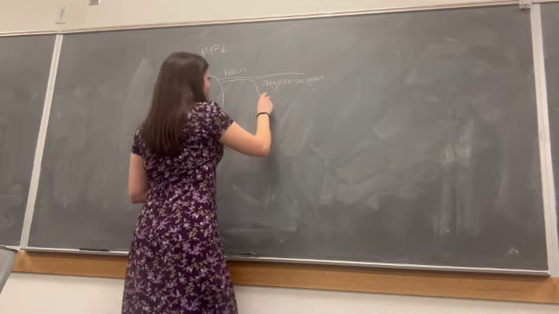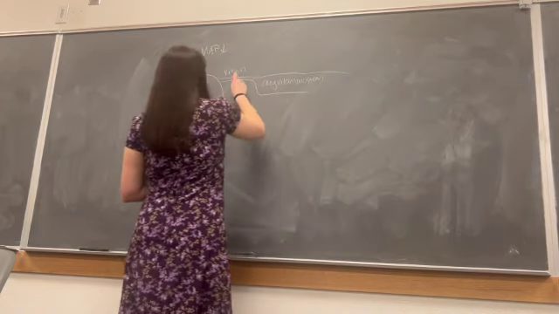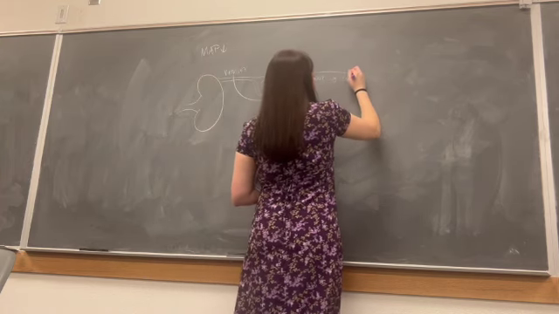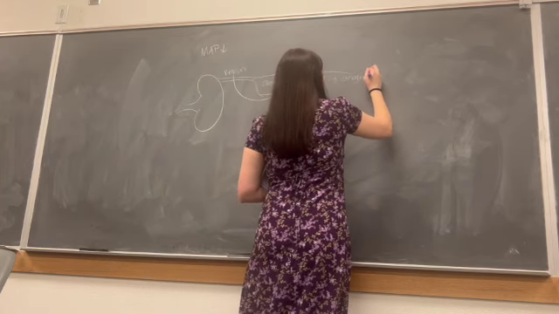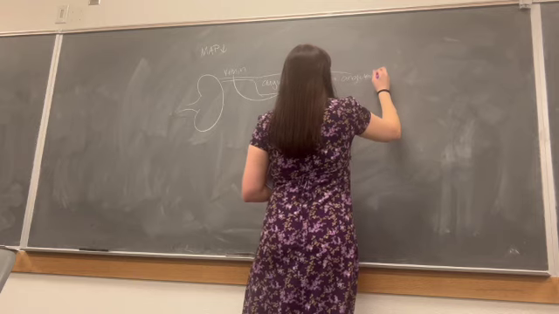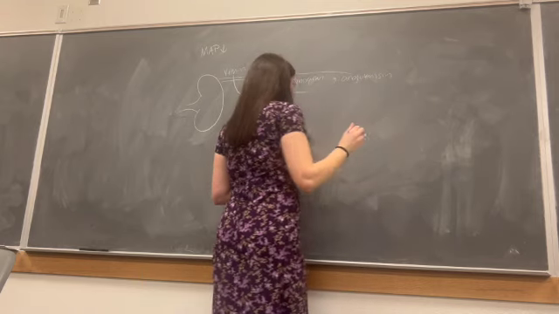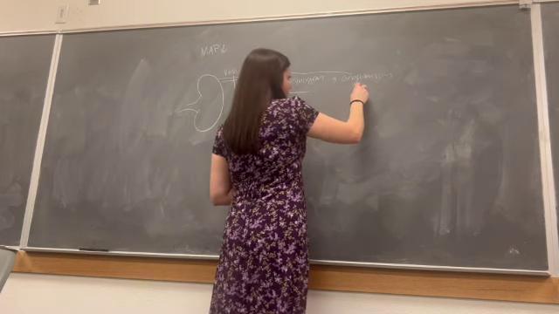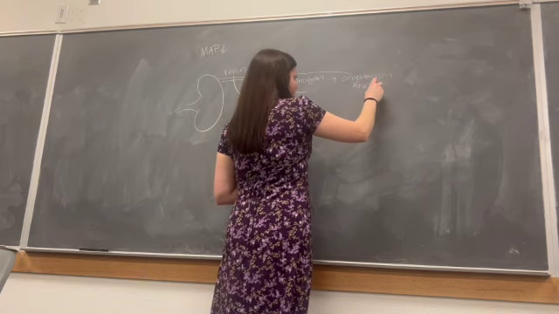angiotensinogen, and it is going to change. So renin is going to apply to this guy. This guy is going to turn into something called angiotensin. I think I spelled that right. Sorry if I didn't. Whatever. Angiotensin is also called ANG1.